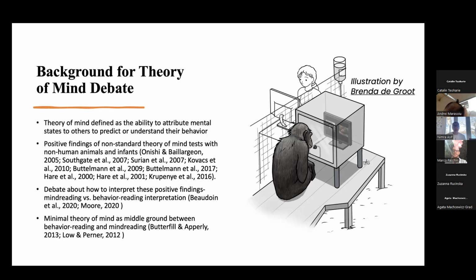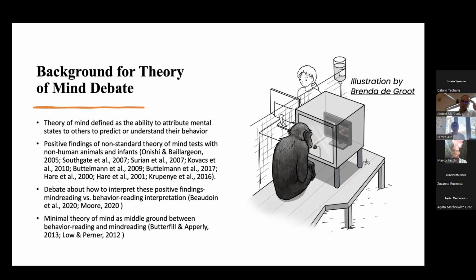But then more recently, there were non-standard theory of mind tests that use behavioral responses and spontaneous reactions like looking time to see if non-human animals and children younger than 4 understand other minds. And they did find positive findings. So one of the first studies was the Onishi and Baillargeon study with very young infants. And then there were many follow-ups to that. And the studies with animals, some of the most famous ones are the Hare and Call and Tomasello studies.